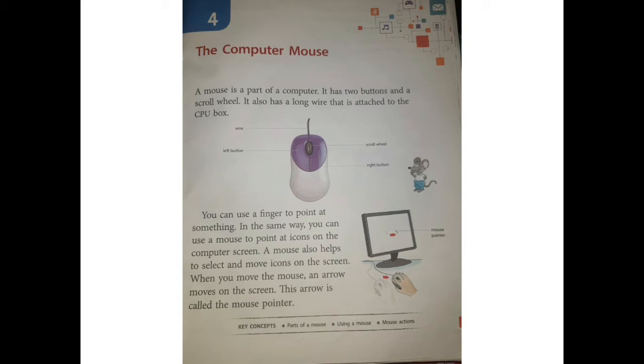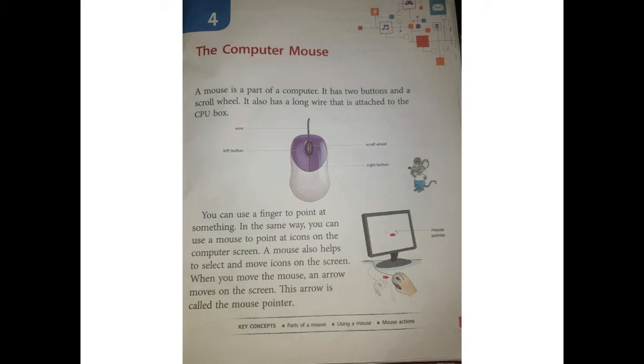So can you see the computer picture? There's violet on the top and the bottom is white color. See, there is a long wire that is attached to the CPU box. It has two buttons, and in the middle you can see a scroll wheel. The two buttons are the left button and the right button.